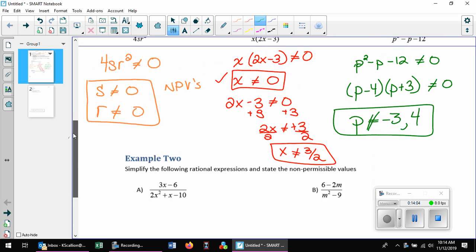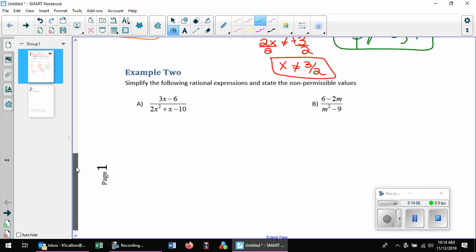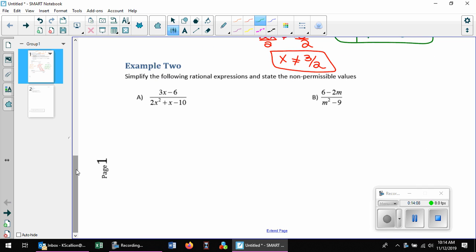Did everybody get that copied down? Wasn't very exciting. Okay, example 2. We are going to start simplifying expressions. Okay, so step 1 is do my NPVs.